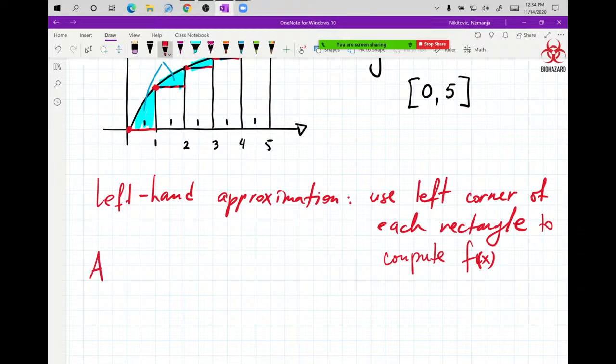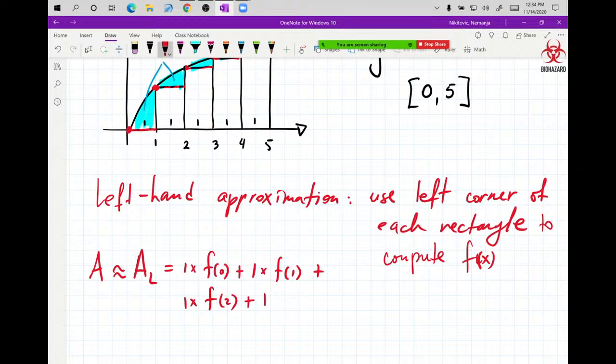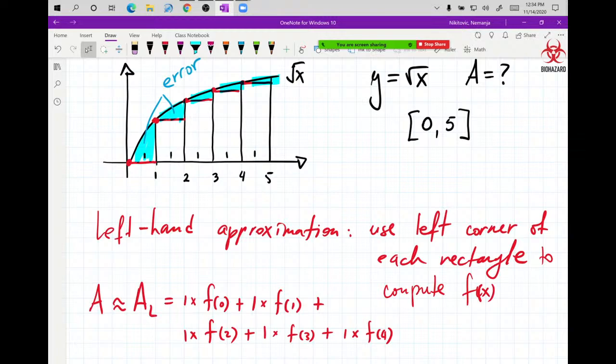So, we have the area will be approximated with the left-hand area, and that left-hand area is going to be 1 times f at 0 plus 1 times f at 1 plus 1 times f at 2 plus 1 times f at 3 plus 1 times f at 4. You do not have f of 5 because there is no rectangle to the right of it. Think, if you're doing a left-hand approximation, the rectangle is to the right of the left point.